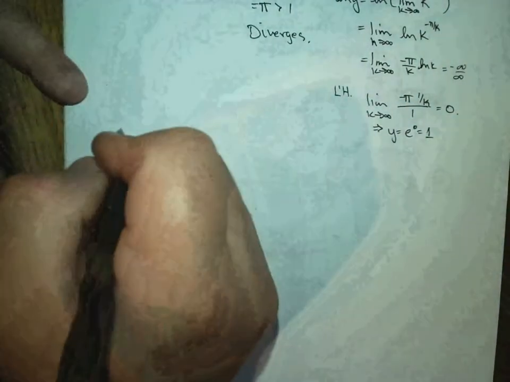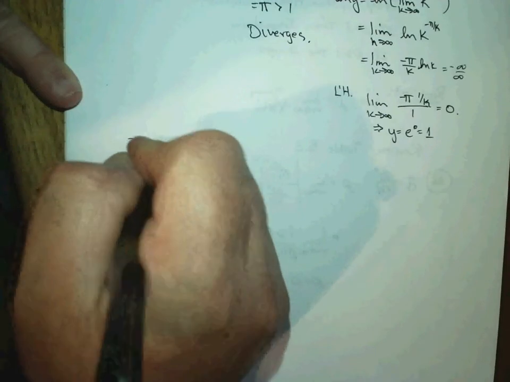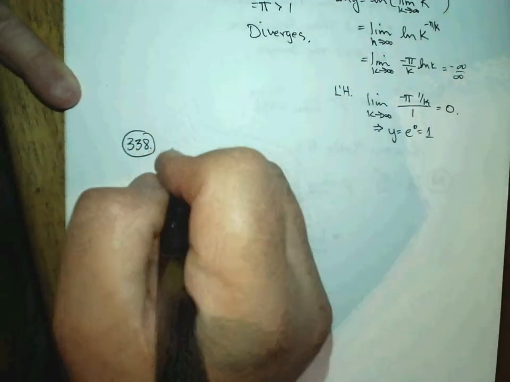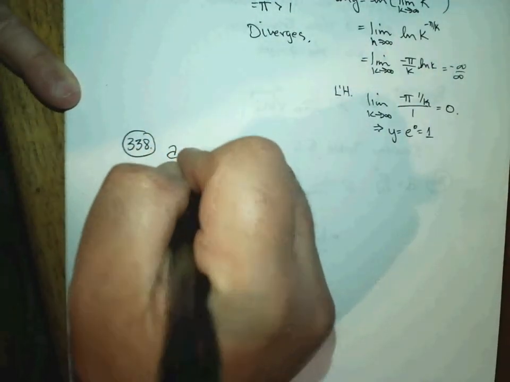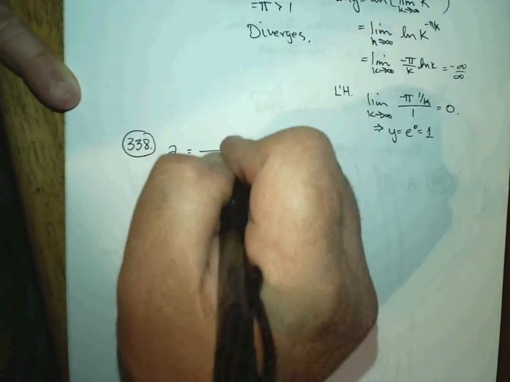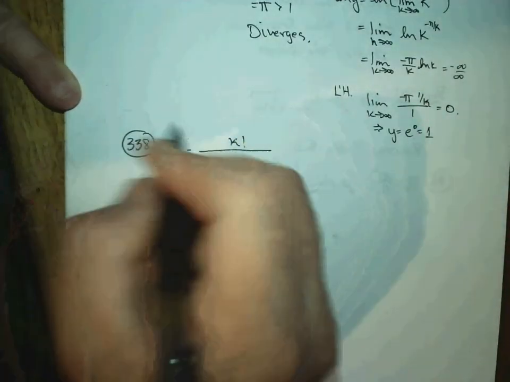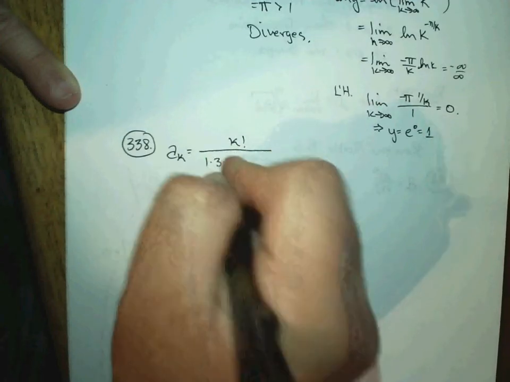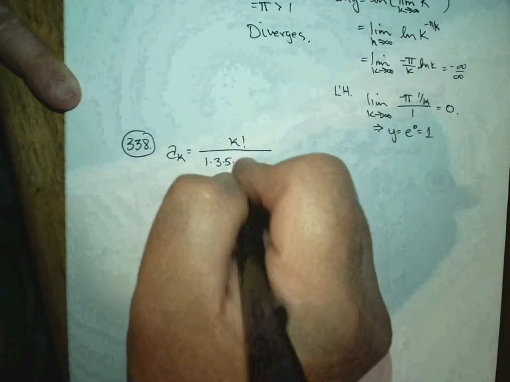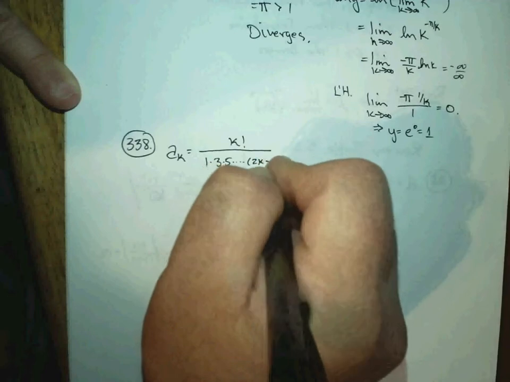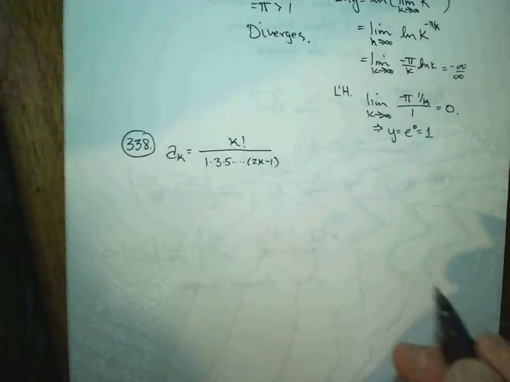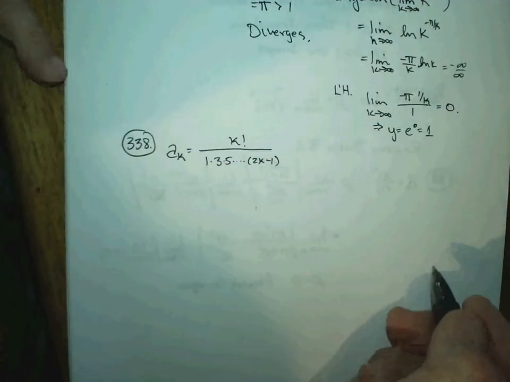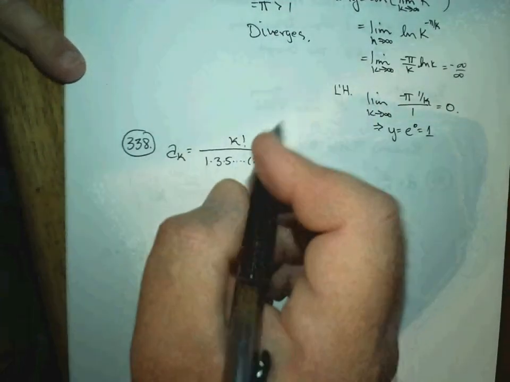Okay. Now, let's take a look at problem number 338. Get a little more practice with these cancellations that can arise. In 338, the a sub k is up top, a very simple k factorial. In the bottom, we have this skipping pattern, 1, 3, 5, 7, 9, and so on, up to 2k minus 1.